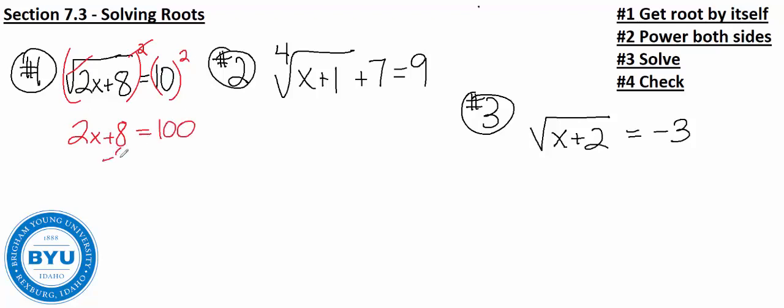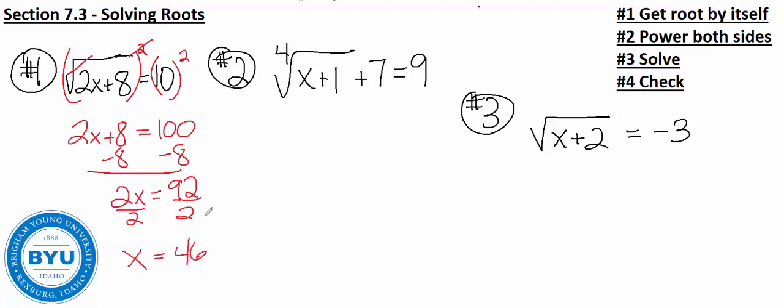Now we can just solve. Minus 8 to both sides. That gets me 2x equals 92. And then we'll just divide by 2 to both sides to get the answer of 46. You should check your answer. 46 times 2, that's 92, plus 8 is 100, square root of 100 is 10. Excellent. And so it does check out.